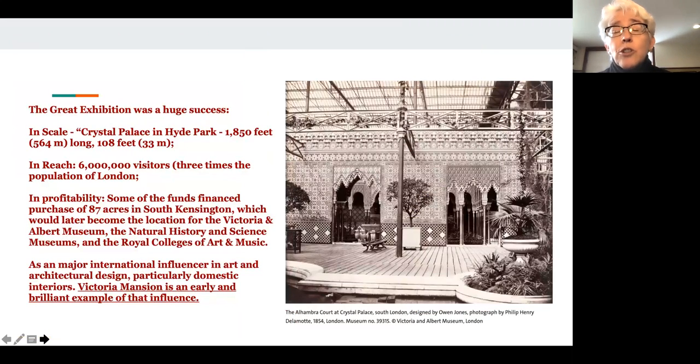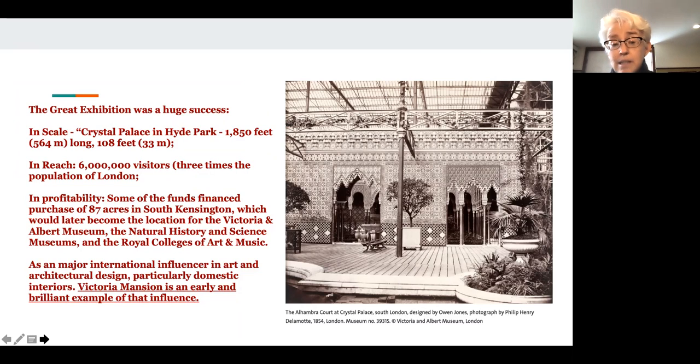So the Great Exhibition was a huge success. People didn't really know what to expect, how it would play out, but it was an enormous success. As I said, there was the scale of it. The Crystal Palace in Hyde Park was 1,850 feet long and 108 feet high. It had over 100,000 exhibits, as I said, so if you walked every single nook and cranny, you'd be on a 15-mile walk. It was a huge success in reach. Over 6 million visitors, that's 3 times the population of London at the time, passed through the gates of the Great Exhibition.